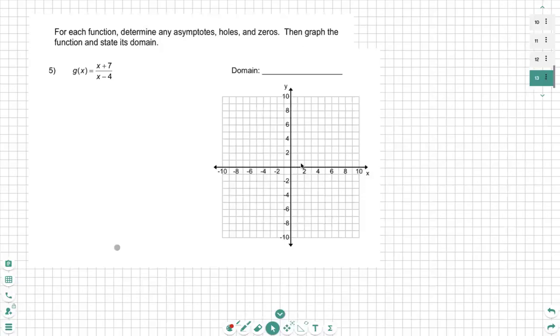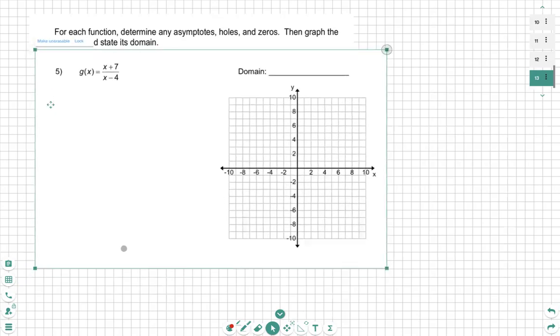Hello. In this video, we're going to go over graphing a rational function. The first thing we need to do is recognize any asymptotes, poles, zeros, and then we can state its domain and graph the function. So here we go.